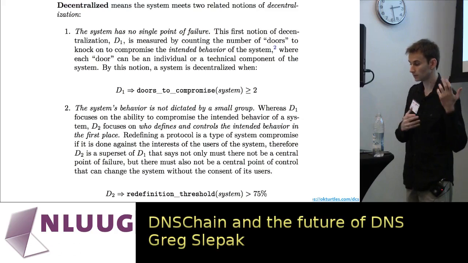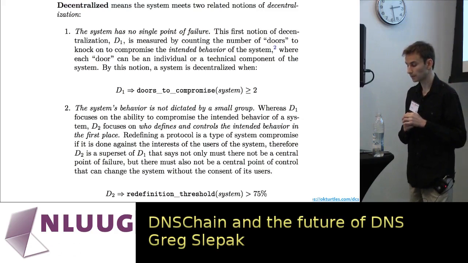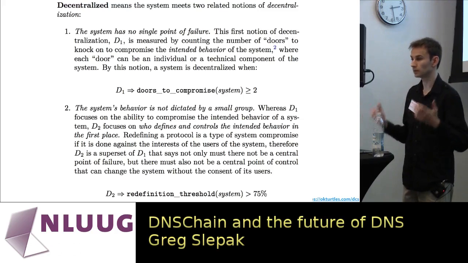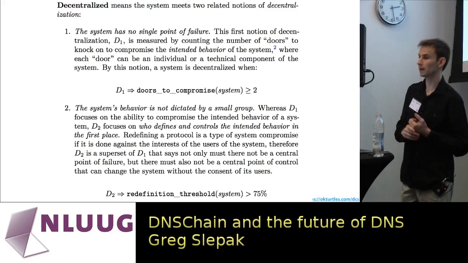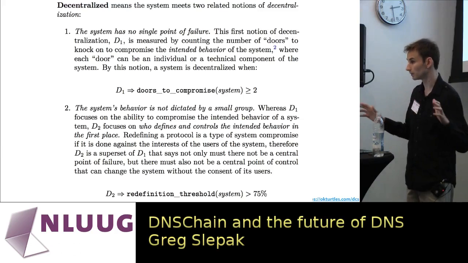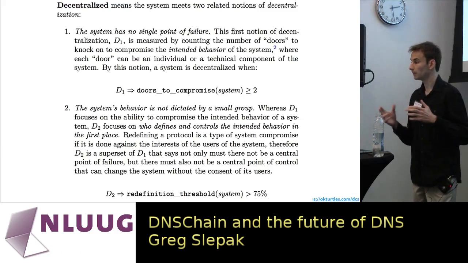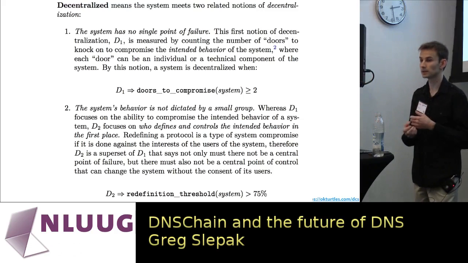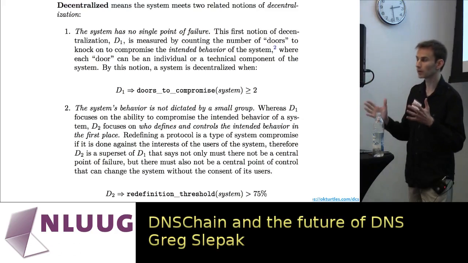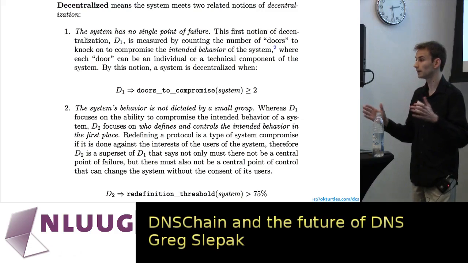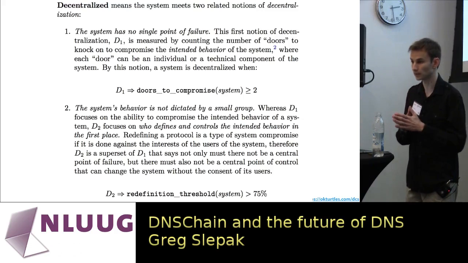it satisfies these 2 properties, which is that the number of doors to compromise the system is at least 2. So what I mean by that is there can be any component, any aspect of the system whatsoever. If there's a single component that breaks or can be broken, that system is not considered decentralized. In other words, there is a single point of failure. If a system has such a single point of failure, that's what it means for the system to be centralized.